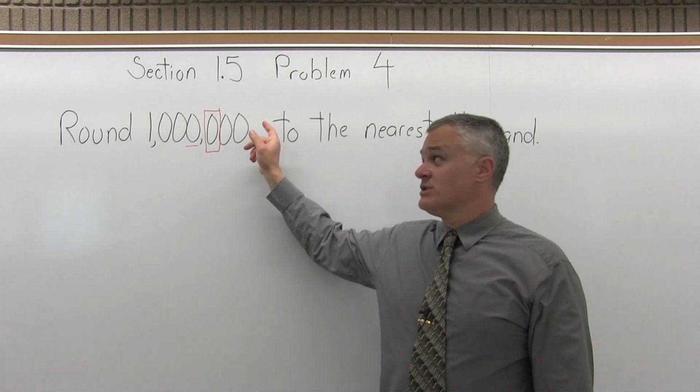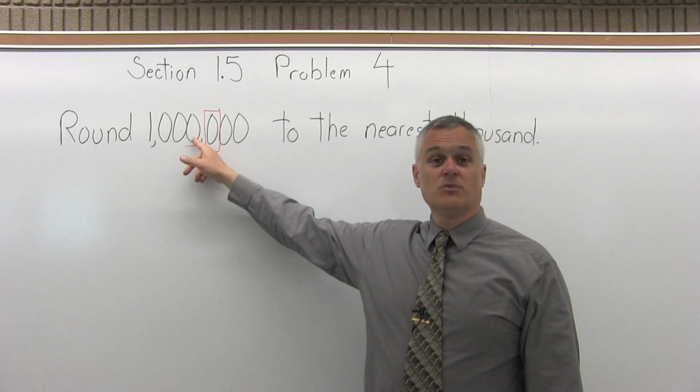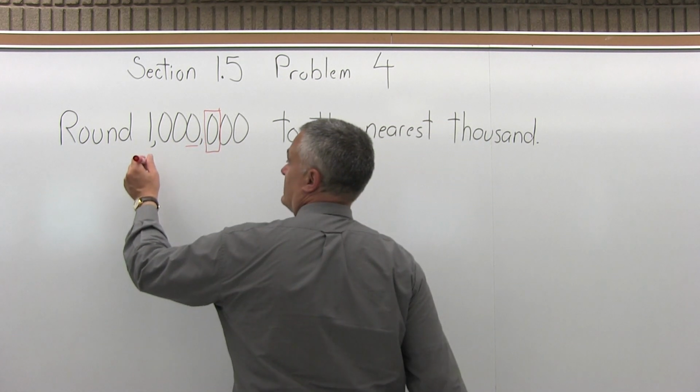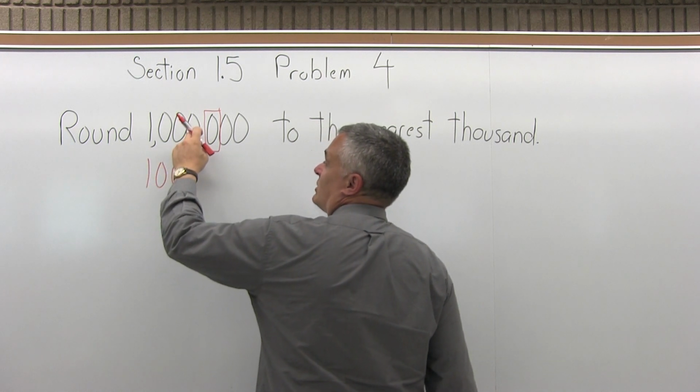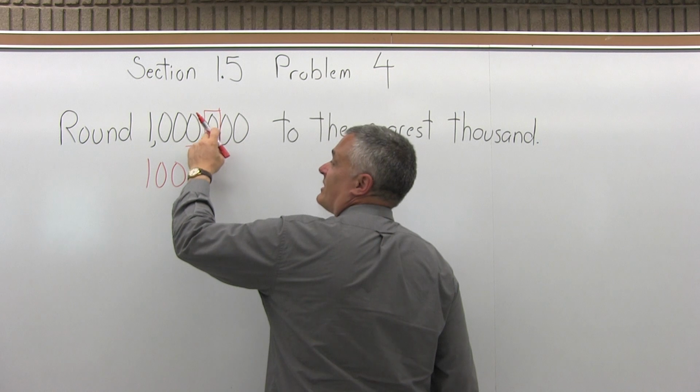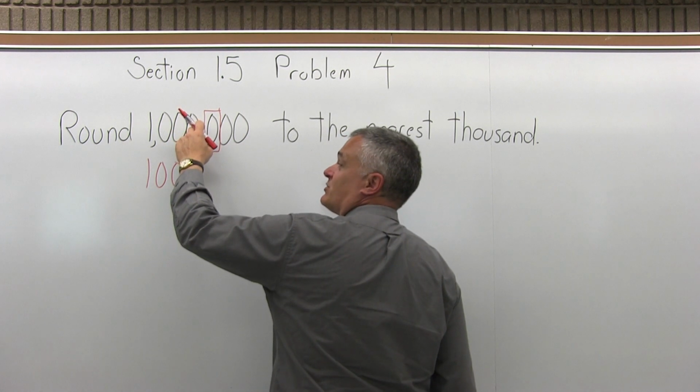Everything after it turns into a 0, and the digit you're rounding to stays the same. Well, in this case, 1 million rounded to the nearest thousand is still 1 million. The digits to the left would stay anyway. If the number to the right of it is big enough, the digit in the position we're rounding would go up to the next biggest, which would be 1.